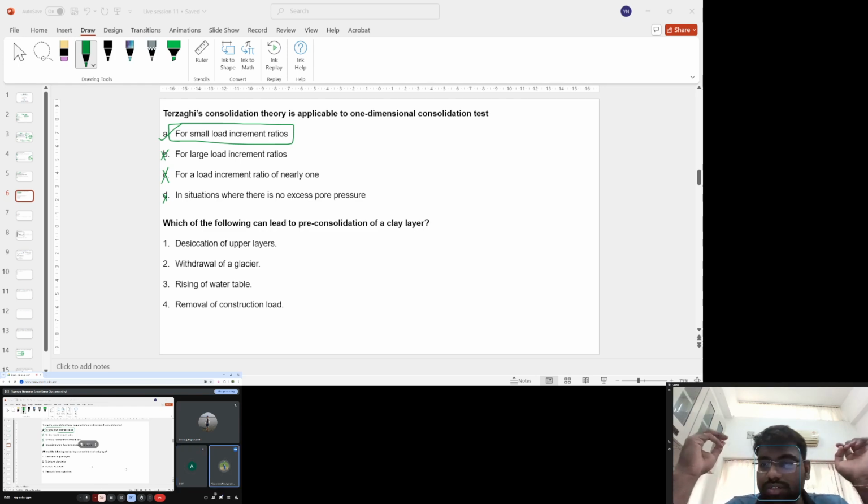So coming to the next question, which of the following can lead to pre-consolidation of a clay layer? Any option? Any ideas? Is it the first one, sir? There might be multiple options also, but desiccation obviously contributes to pre-consolidation.